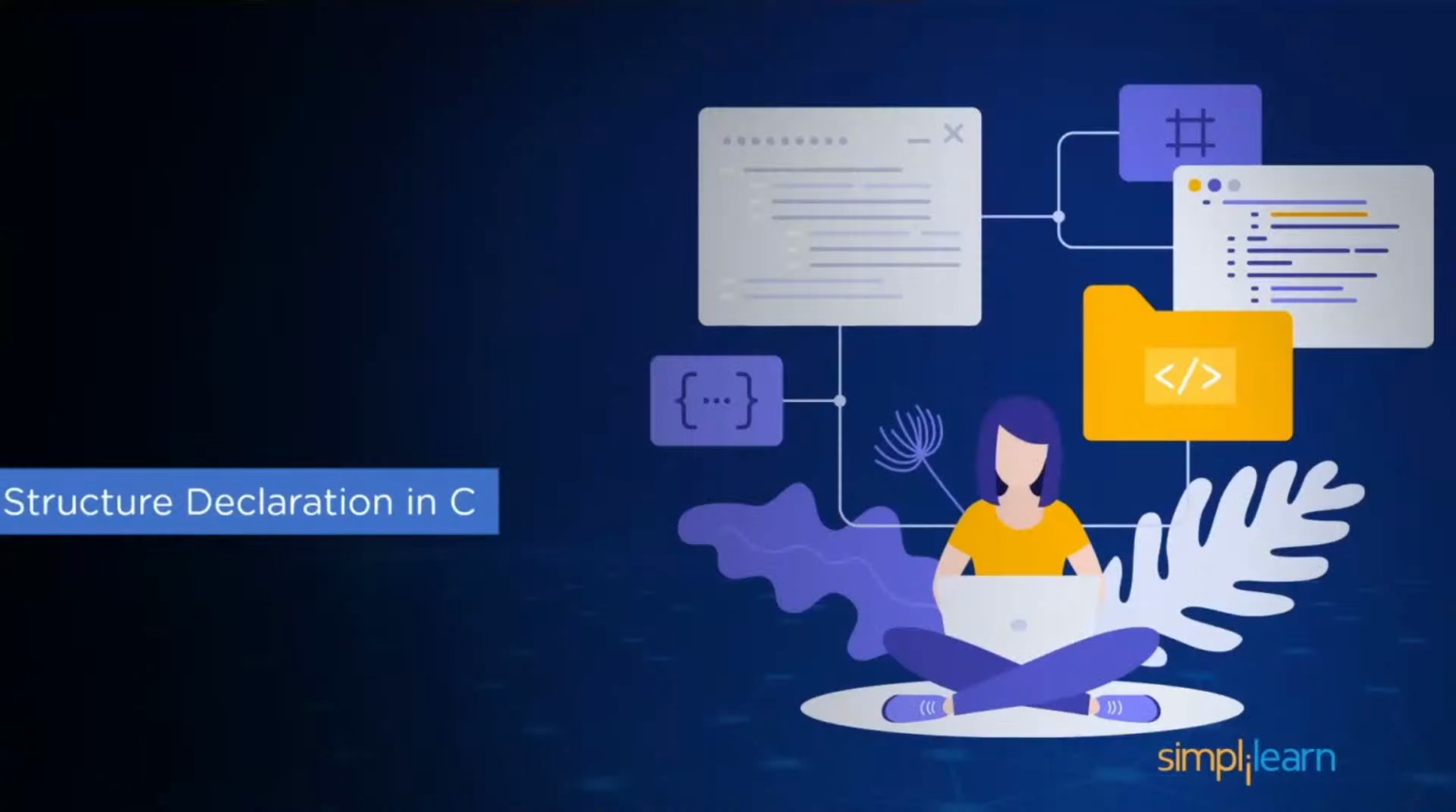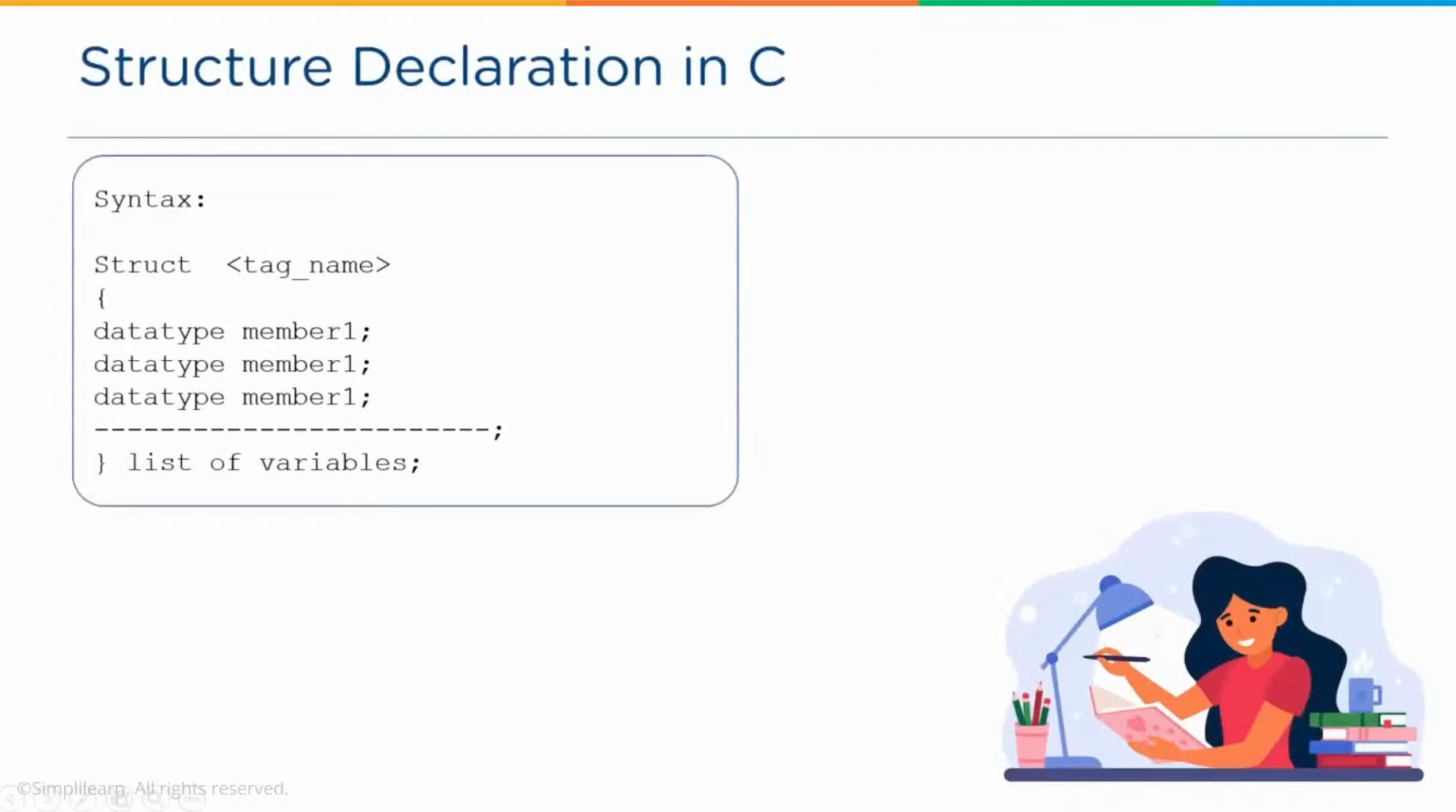Now let's have a look at structure declaration in C. We use the struct keyword before the tag name to define a structure. Tag name is nothing but a structure name. Whatever is declared inside the struct curly brackets are members of the structure. Once the members are declared, the variable has to be created to access the members of the structure.